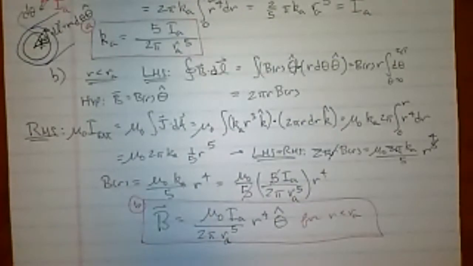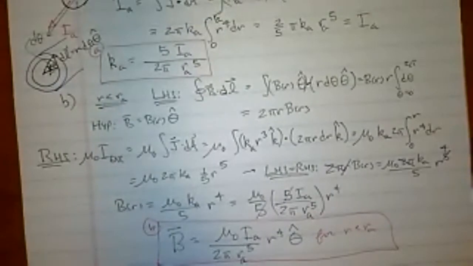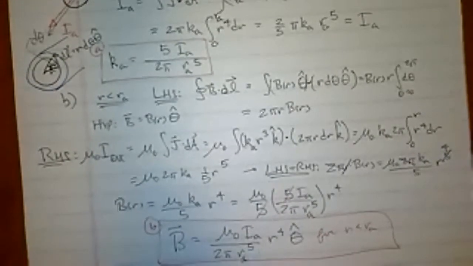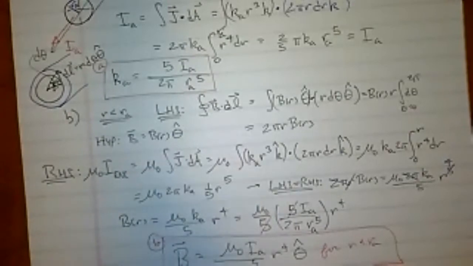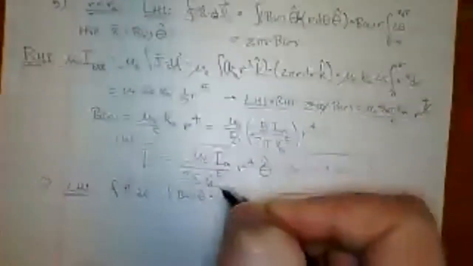Now, part C is super, super easy. So let's go ahead and do that, and then I'll do a nice little graph. So part C, I'm going to say left-hand side, which you might guess again, I'm just using the same hypothesis. B is equal to B of R theta hat. So B dot DL becomes the integral of B of R theta hat. Oh, we can't see it. Oh, thank you.